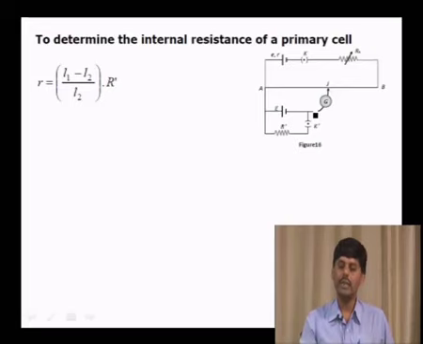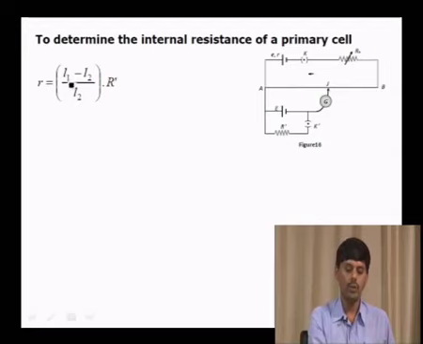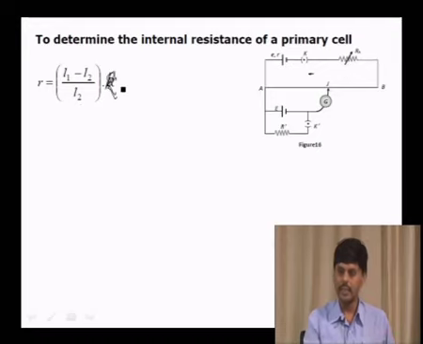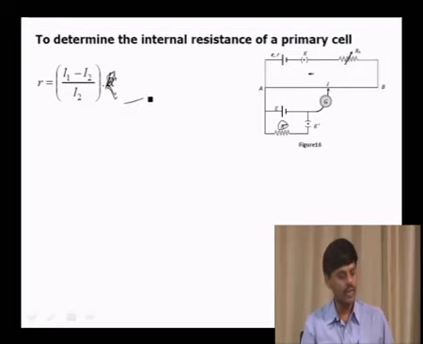Now, to determine the internal resistance of the primary cell using this circuit diagram, this is the primary circuit and this is the secondary circuit. So, by taking the help of r = ((L1 - L2)/L2) R, where R is the external resistance, this is the value of R. By taking the help of this, we can easily find out the internal resistance of the cell.